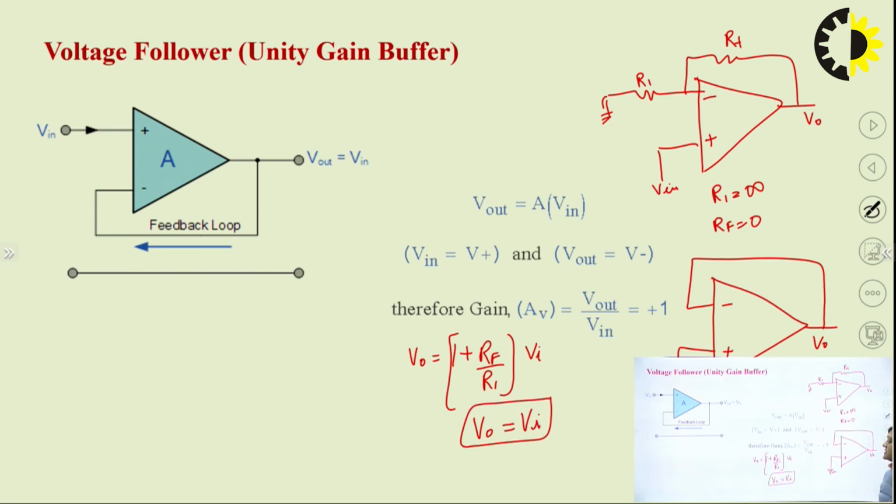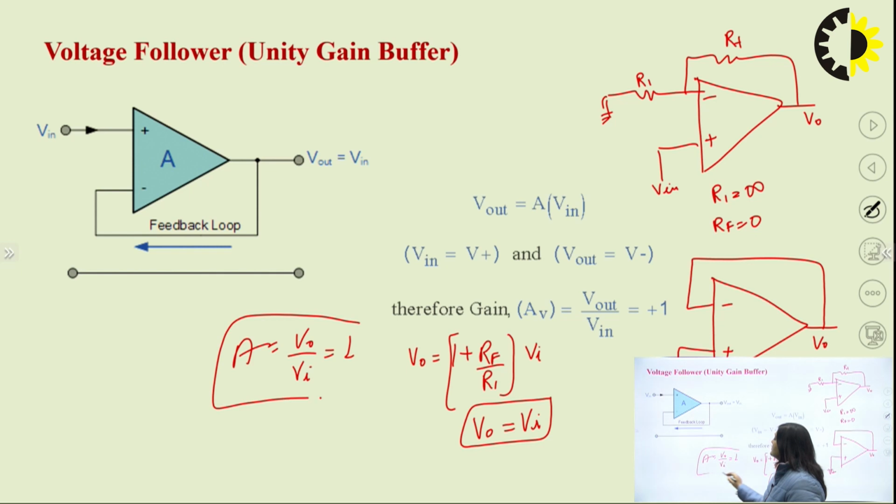So same thing is there. V0 is equal to Vi. It means gain, that is V0 upon Vi, would be 1. So in case of voltage follower, the gain will be 1.